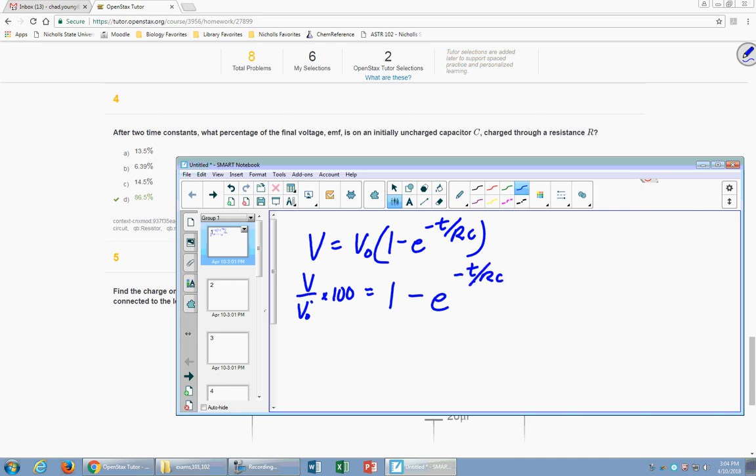But since I'm looking at 2 time constants, this is going to be equal to 1 minus e to the minus 2 tau over tau. So the tau's just cancel out. Look what I did there. I replaced RC with tau, because that is what tau is. And then I put 2 tau here instead of t, because I'm looking for 2 time constants.